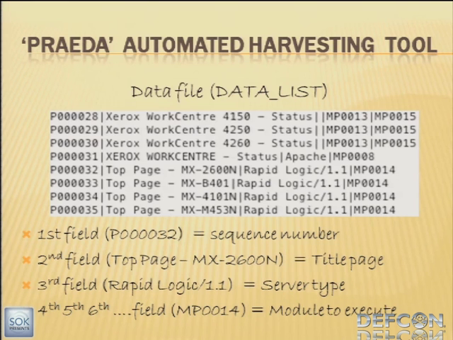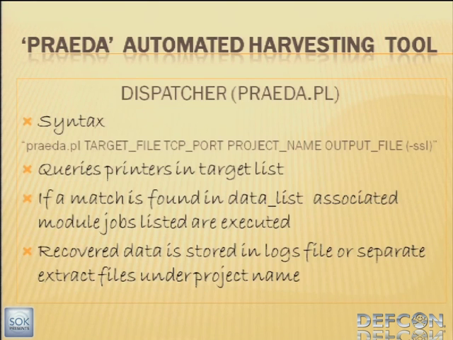So generally the tool syntax is PRAEDA.pl, the target file, the TCP port you want to go to, whether it's 80, 443, 8080, 8000, and then also the project name, what you want to call the project. So that creates a folder, project name creates a folder, and the output file is a log file that's generated.